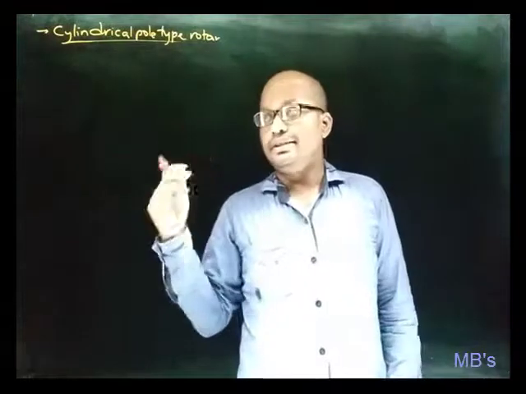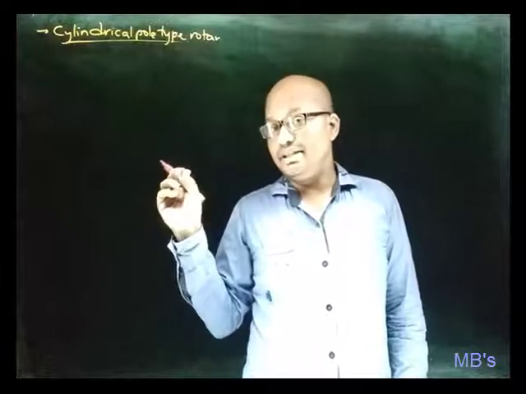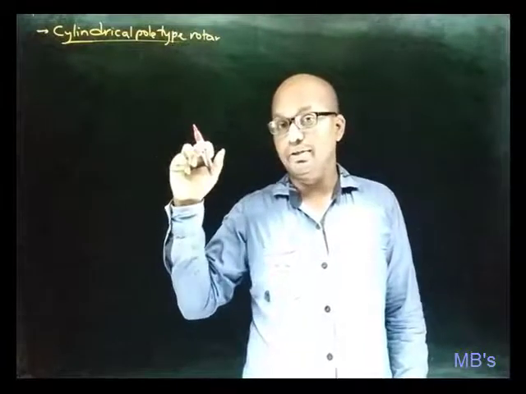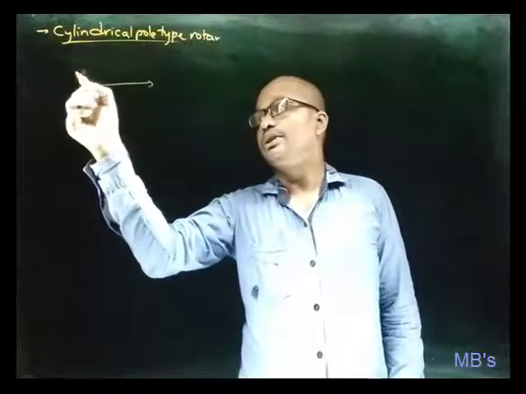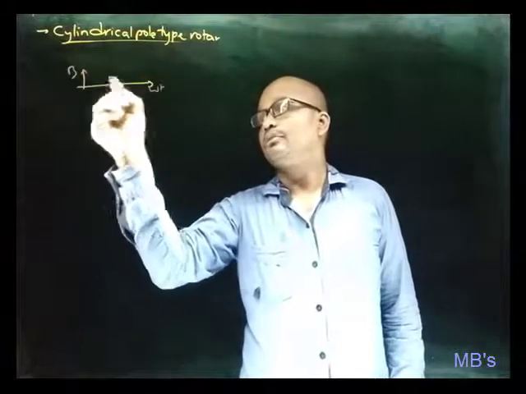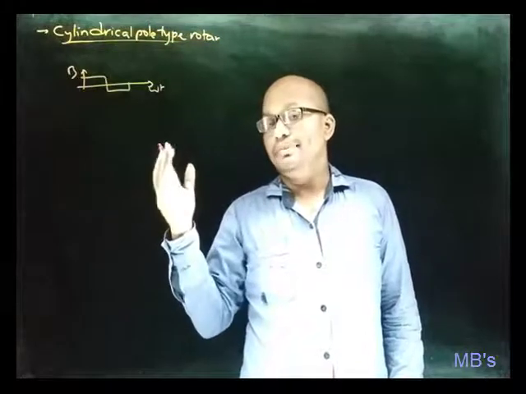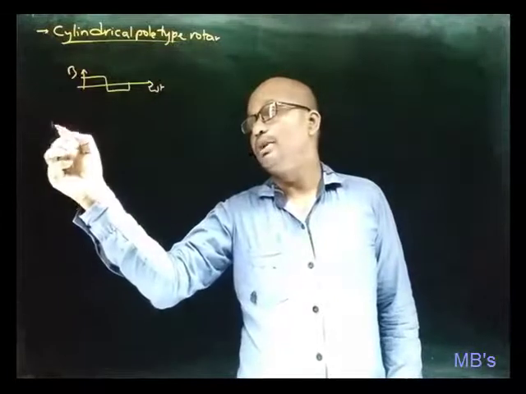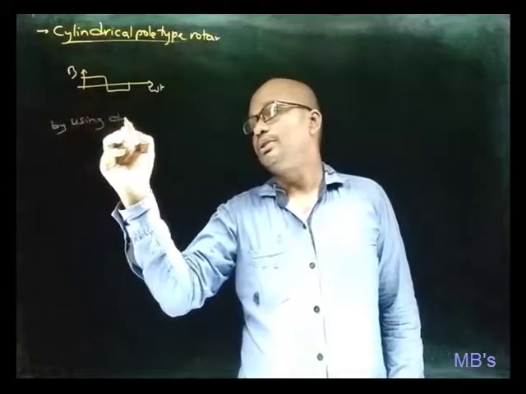If you observe the cylindrical pole type rotor, there will be a uniform air gap present between the rotor and the stator throughout the periphery. So the flux distribution because of the cylindrical rotor will be like this, which is highly undesirable. So how to make this non-sinusoidal flux distribution sinusoidal? By using distributed winding.